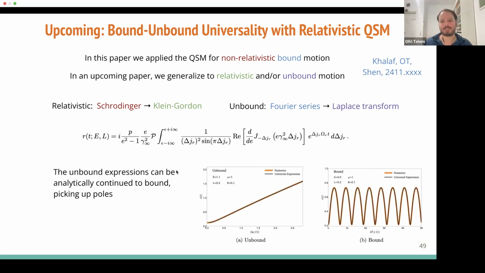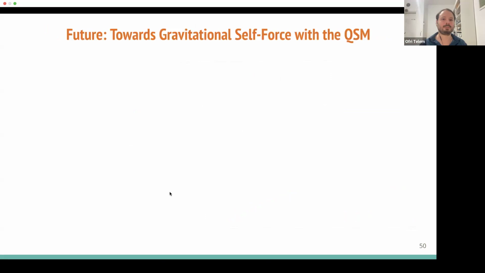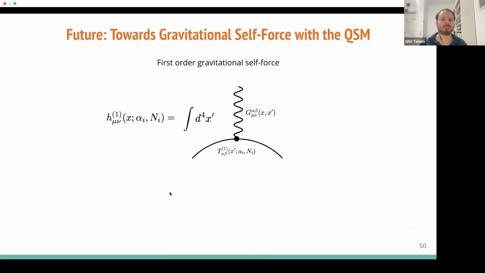And the beautiful thing here is that this expression is universal. Sometimes people talk about analytical continuation between bound and unbound orbits. This is an expression which manifestly analytically continues to both regimes. So here's a plot of me using the same expression for bound and unbound motion and reproducing the numerical results exactly. Okay, so I'm going to skip gravity.